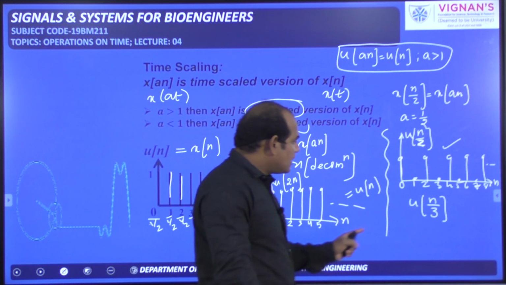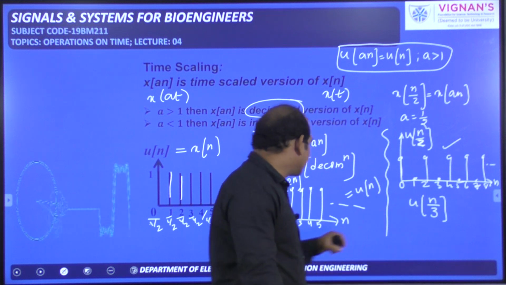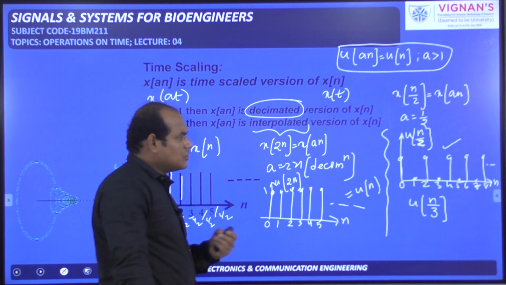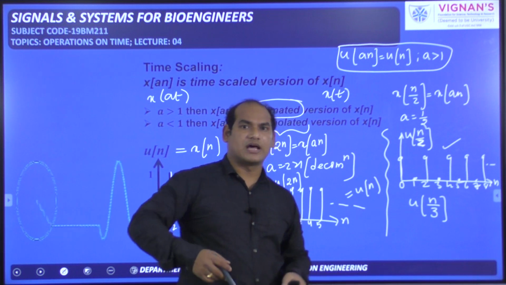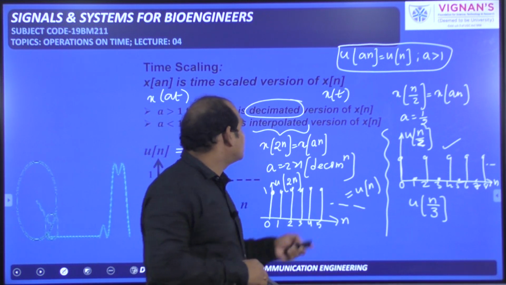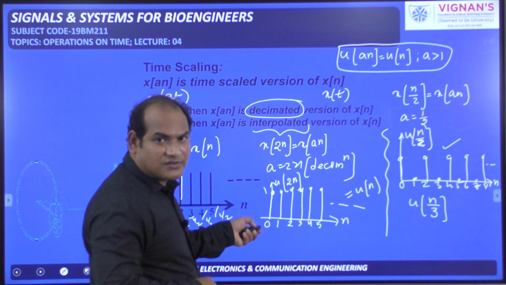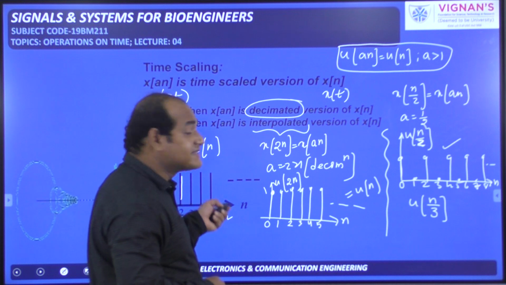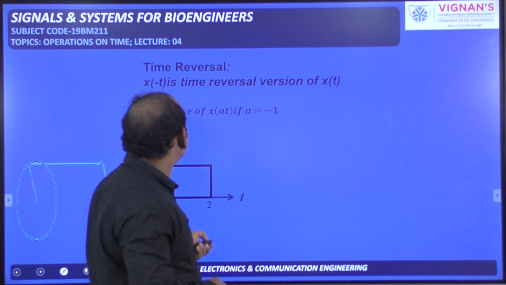If you try to draw u of n by 4, then between two successive samples of the original signal you will get 3 zeros. If you try to draw all those things, then you will get more knowledge. Okay, so this is about the time scaled version in the discrete domain. Next, time reversal.